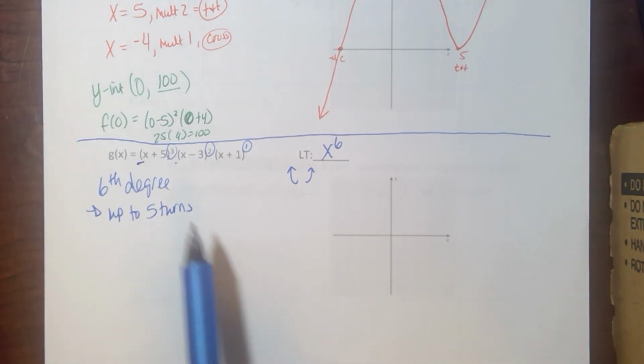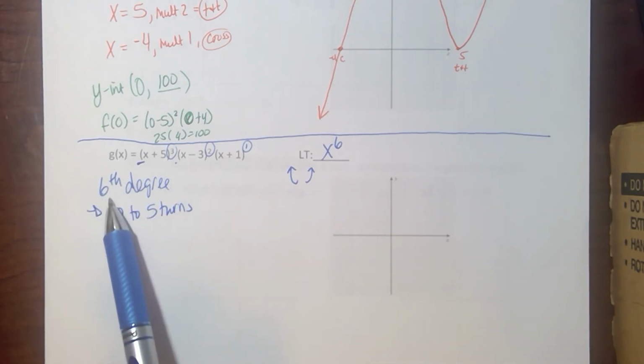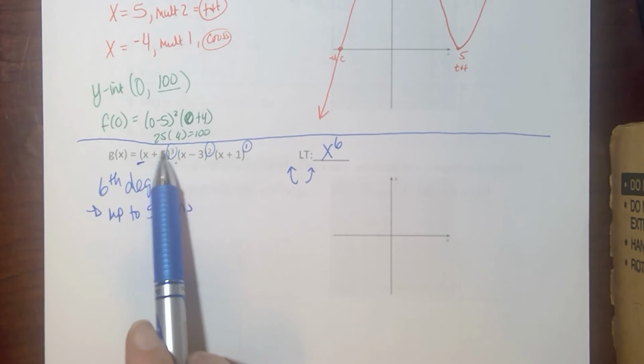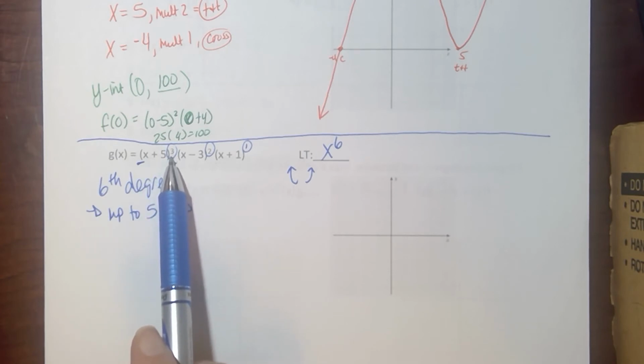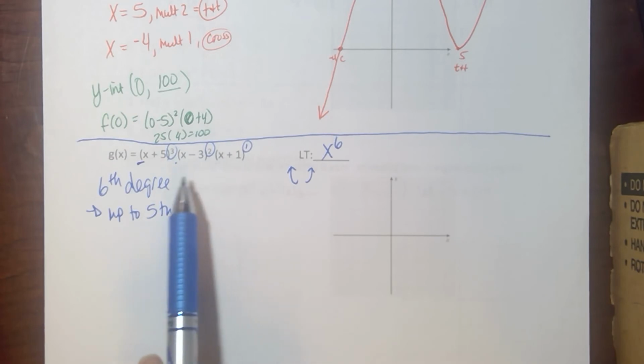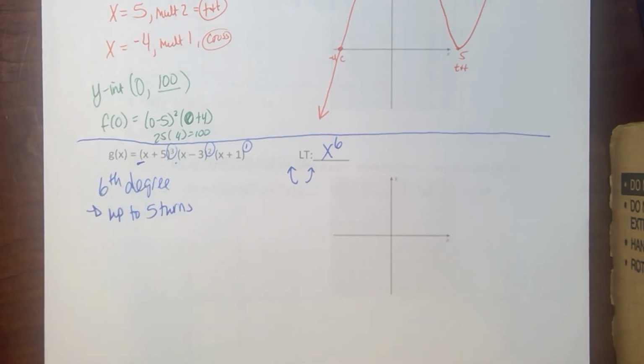One other thing we haven't mentioned is that the degree tells us how many roots to expect. If I were to write this out as (x plus 5) times (x plus 5) times (x plus 5), and so on, I would have 3 roots that were the same, 2 roots that are the same, and 1 root. So in all, I have 6 roots. That matches my degree: 6th degree, up to 5 turns.